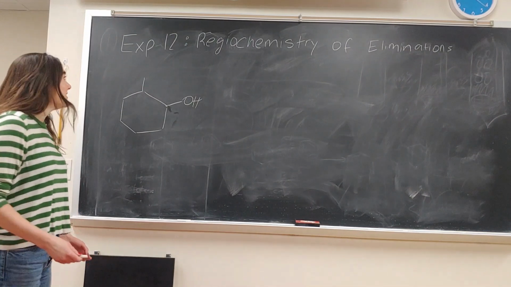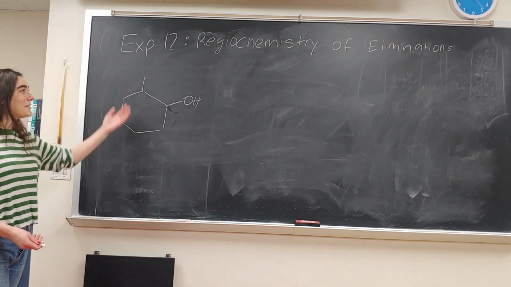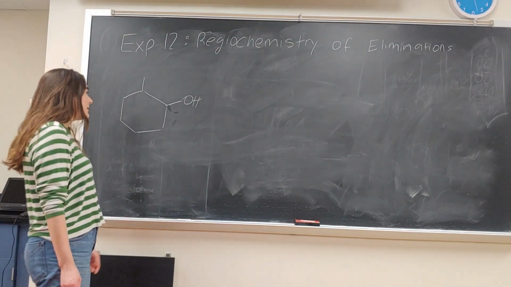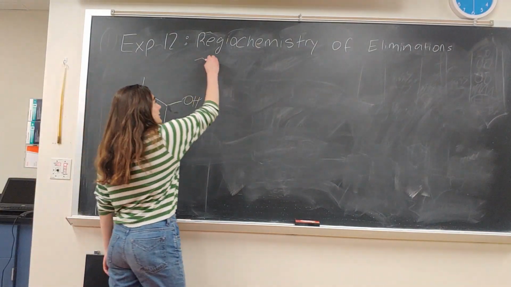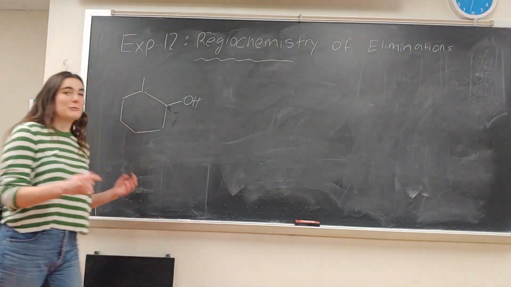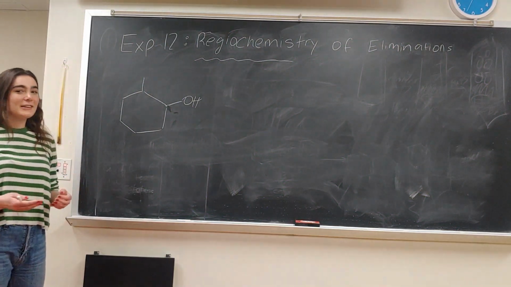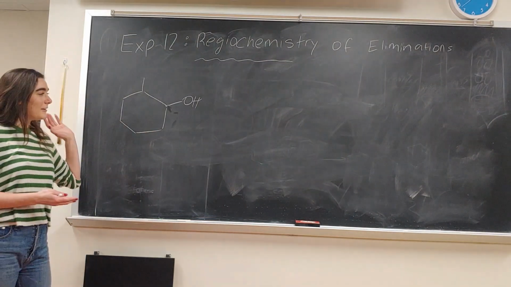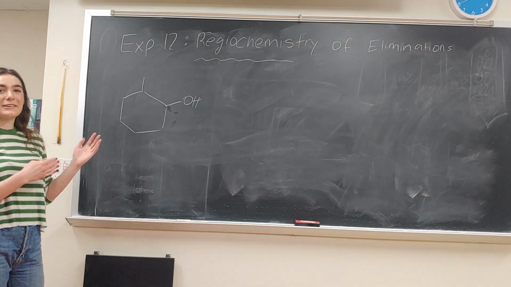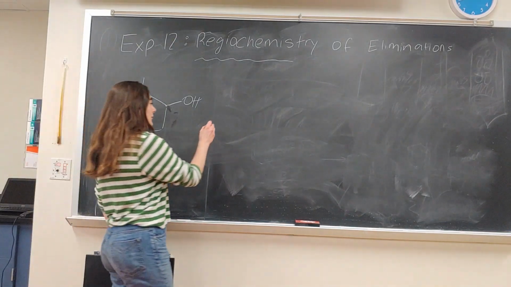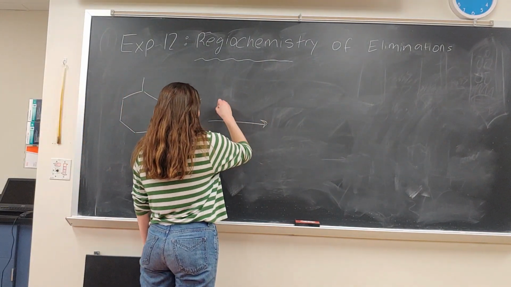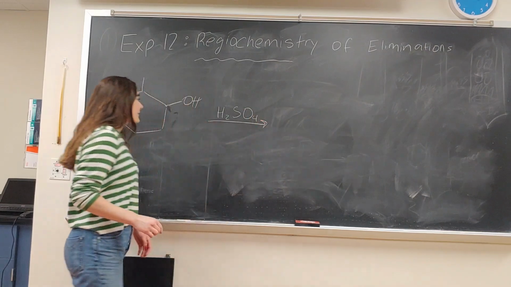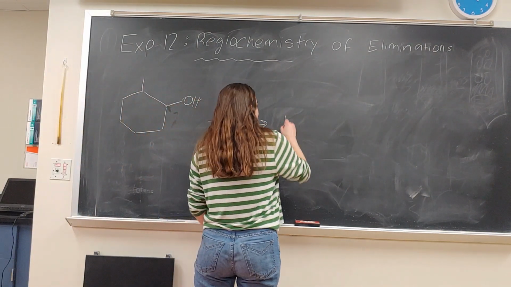Okay, hello. Today we're doing experiment 12, which is an elimination starting with this product. The word regiochemistry refers to the different placement in which a bond can go. So actually, if you eliminate starting from this starting material, there are many different places that the double bond can be. What we're going to do today is heat this in sulfuric acid, and we're going to get three products.